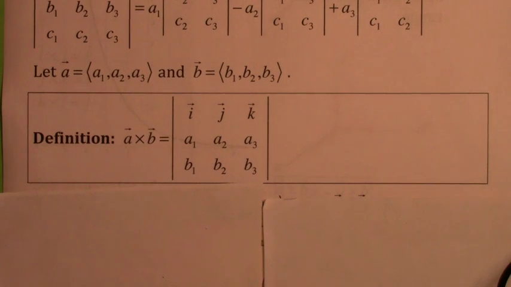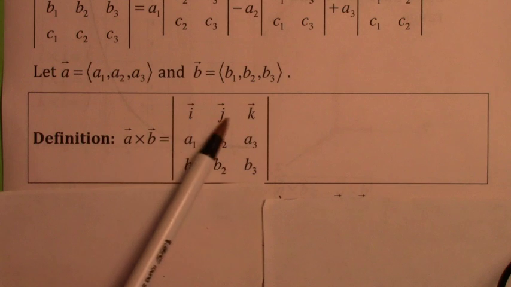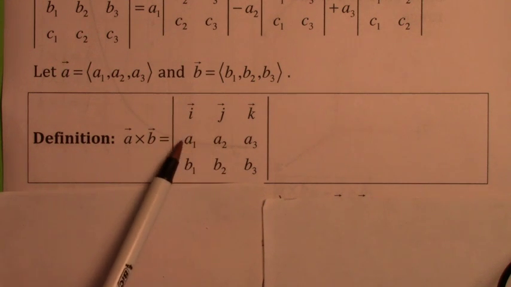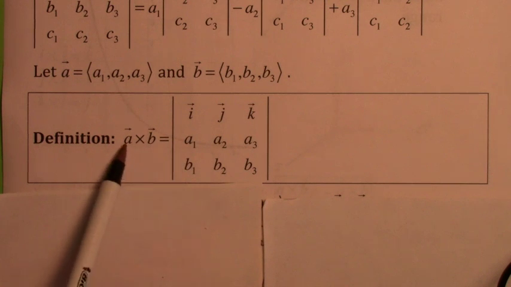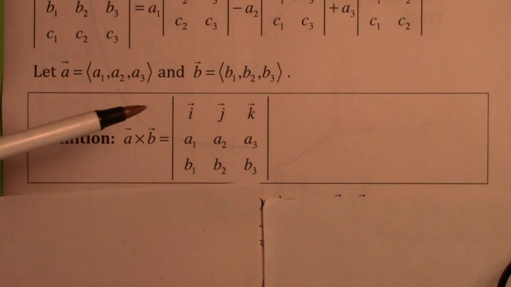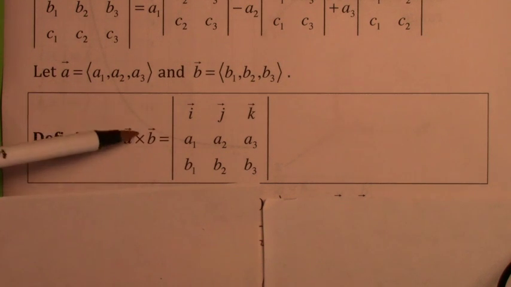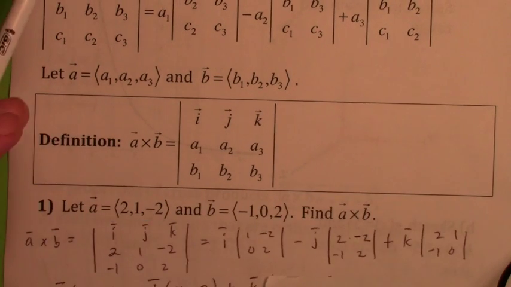So here's how we define the cross product of two vectors. A cross product of vector A cross with vector B is the 3 by 3 determinant where the first row would be ijk. Remember, those are vectors. And the second row, you put the components of the A vector here and the components of the B vector there. The order is really important because A cross B is not equal to B cross A. Anyway, how do you compute it?